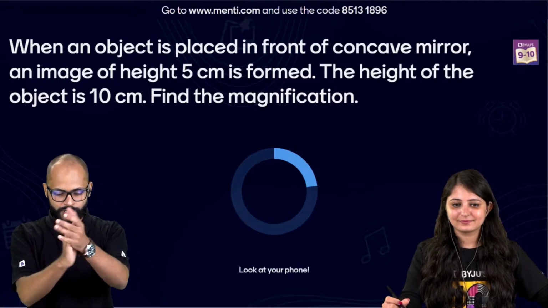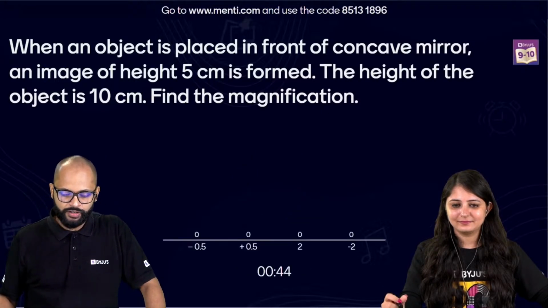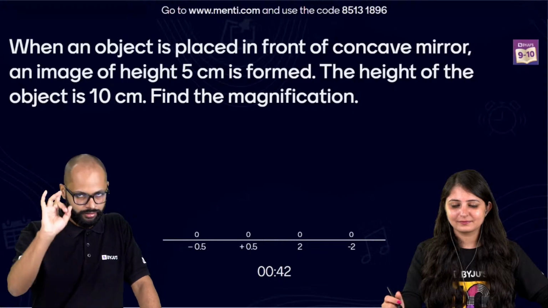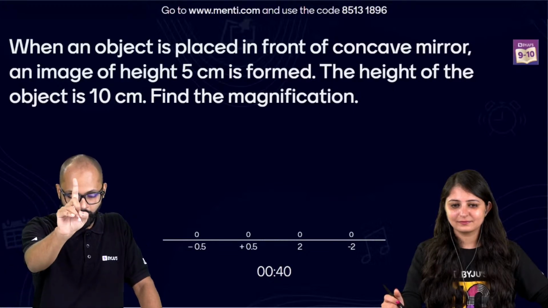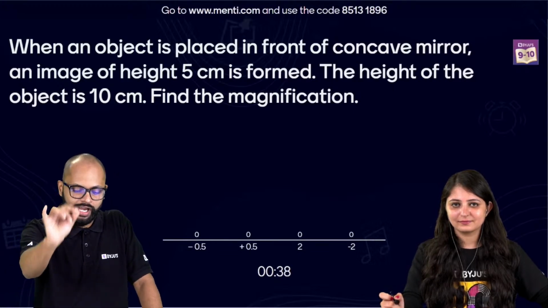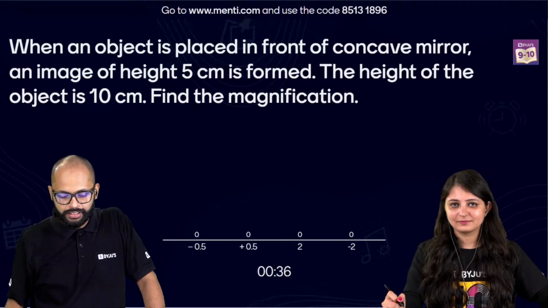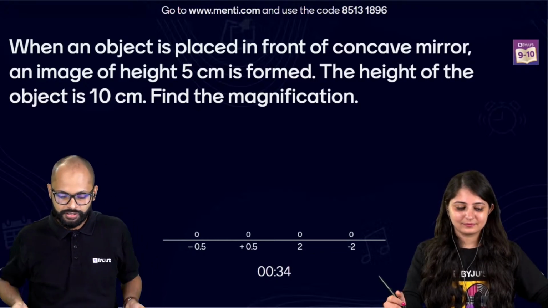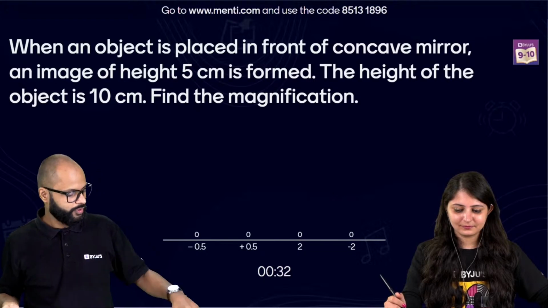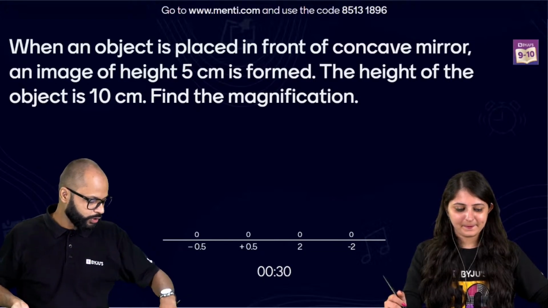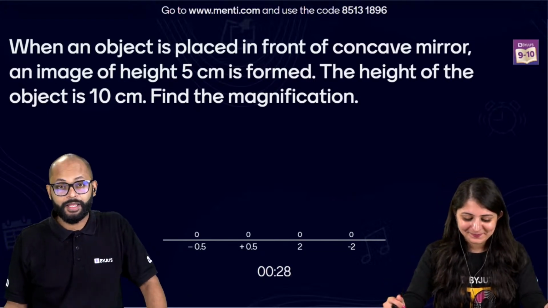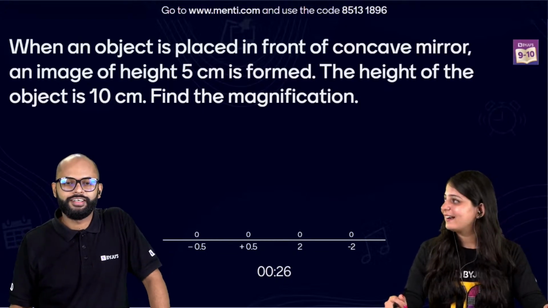Alright, people, come on, physics question. When an object is placed in front of a concave mirror, an image of height 5 centimeters is formed. The height of the object is 10 centimeters. Find the magnification. So I'm telling you, I think you will make a mistake in this question.